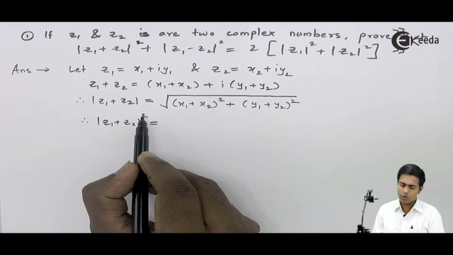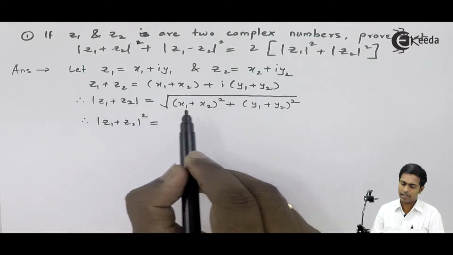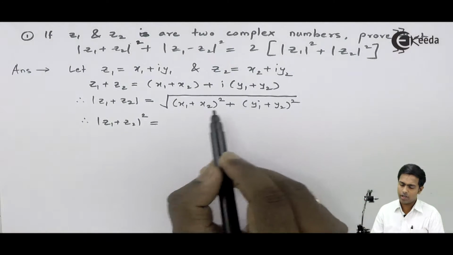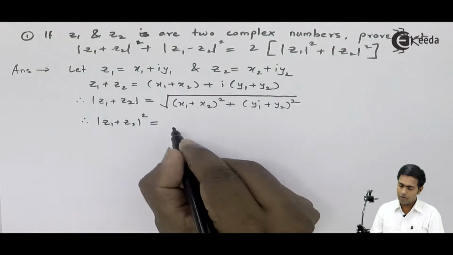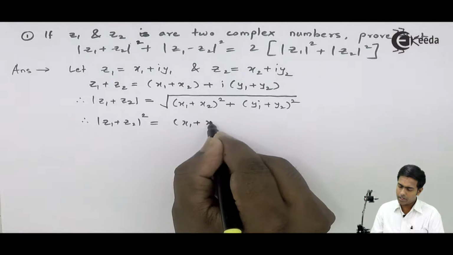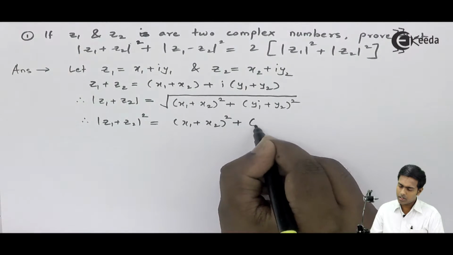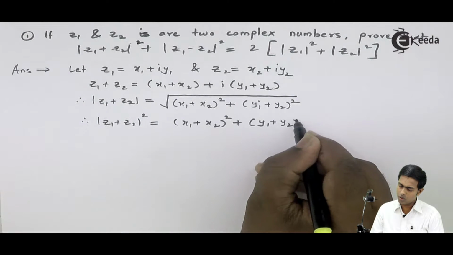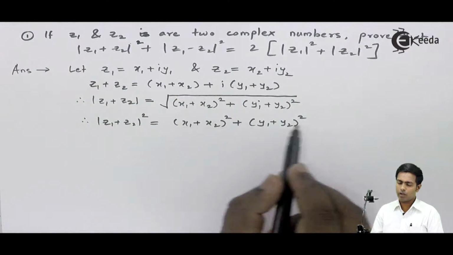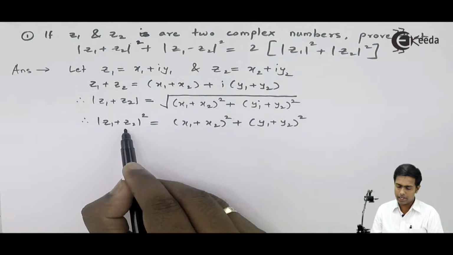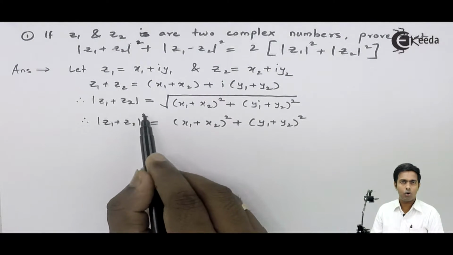So when I am taking square on the left hand side, and if I will take square on the right hand side, square root and square will get cancelled and we will get x1 plus x2 the whole square plus y1 plus y2 the whole square. So this is what we got from Z1 plus Z2 mod the whole square.